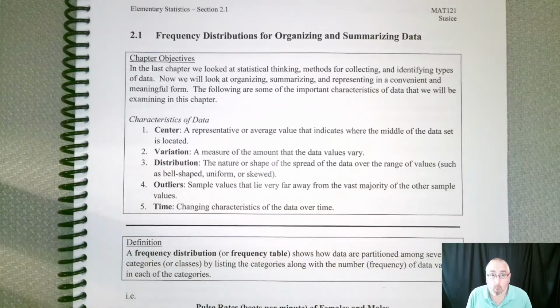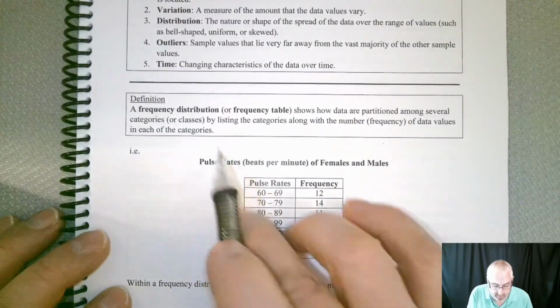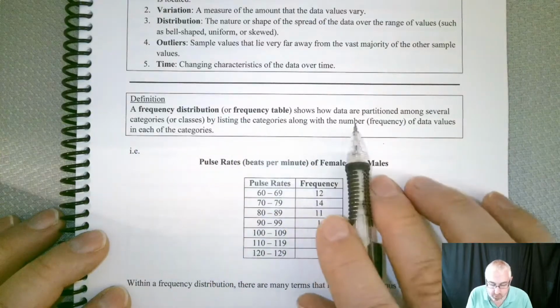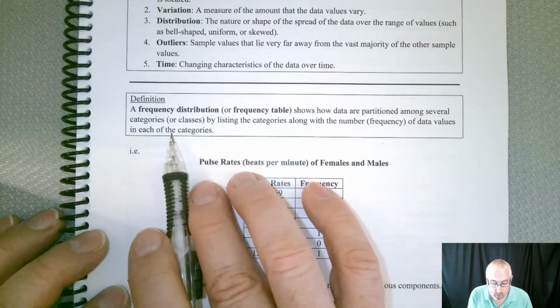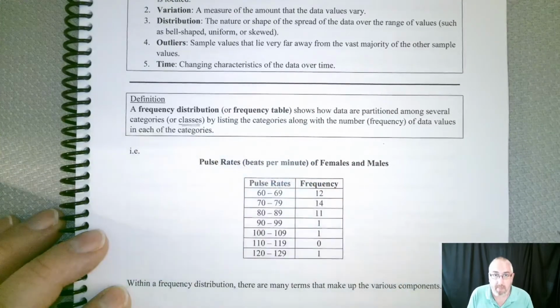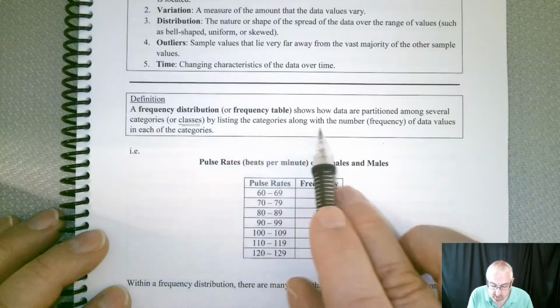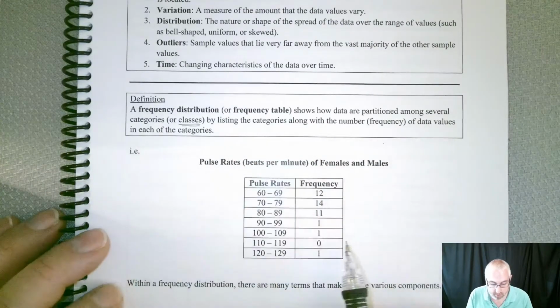So what is a frequency distribution? A frequency distribution, or a frequency table, shows how data are partitioned among several categories, or classes. Classes is really how we're going to describe them, by listing the categories along with the number, the frequency, of data values in each category.